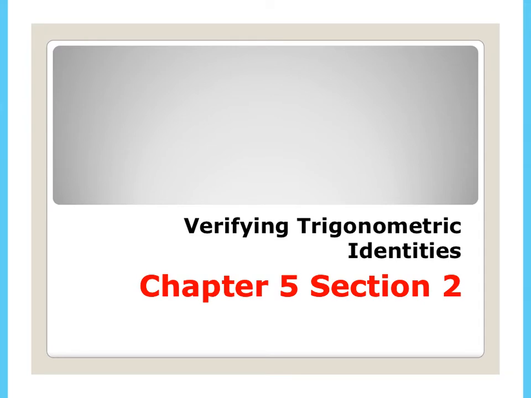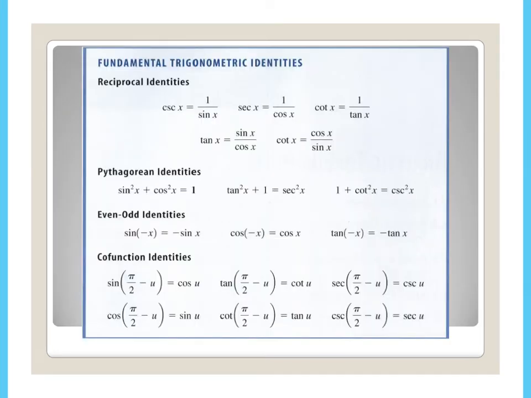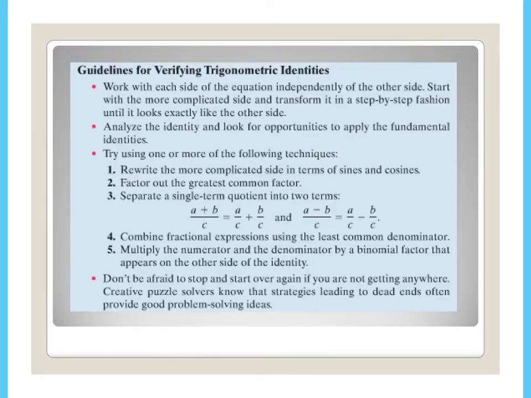There's an equals something. So you know when to stop with these, because your entire goal is to get the left side of the equation to equal the right side of the equation. Same exact reference sheet. You need reciprocal identities, Pythagorean identities, even and odd, and cofunctions. They're all going to come from the same piece of information. And then here's some strategies.